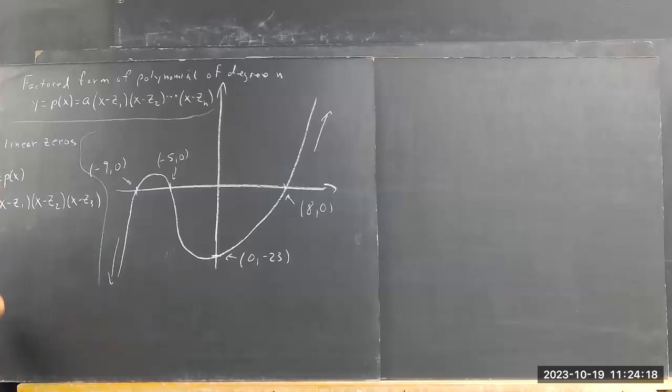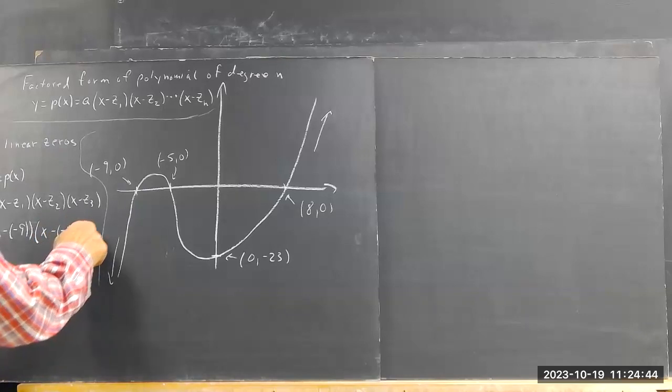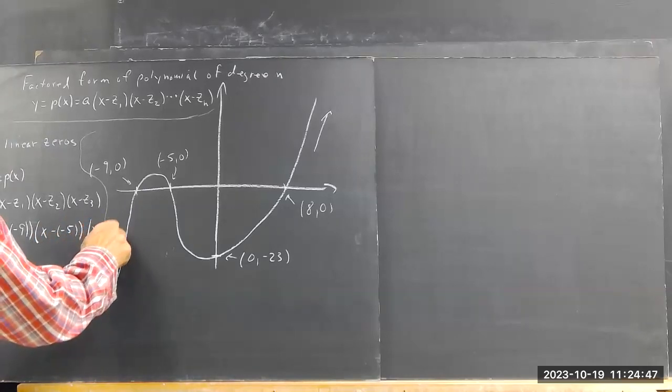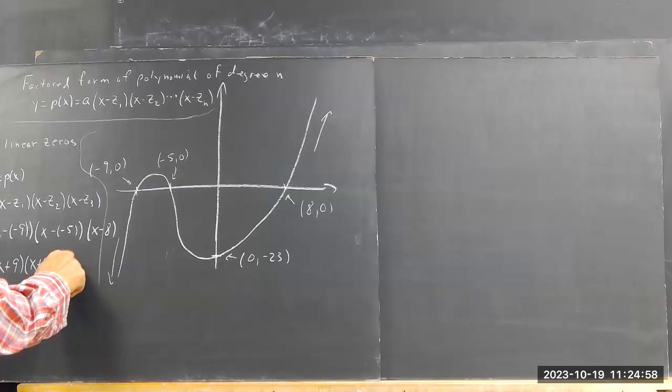Specifically, we'll do the zeros from left to right. This will be a times x minus -9. And that's multiplied by x minus -5, and that's multiplied by x minus 8. So that's a times x plus 9 times x plus 5 times x minus 8.